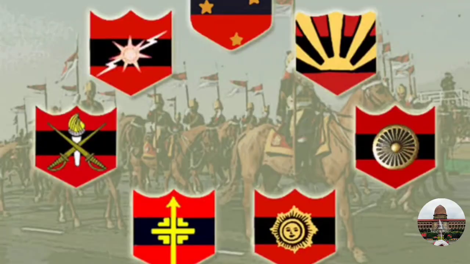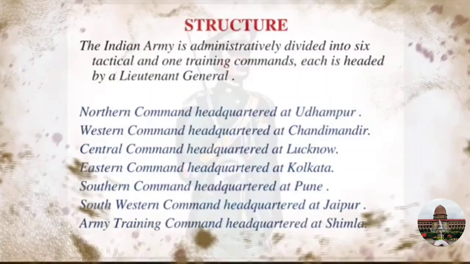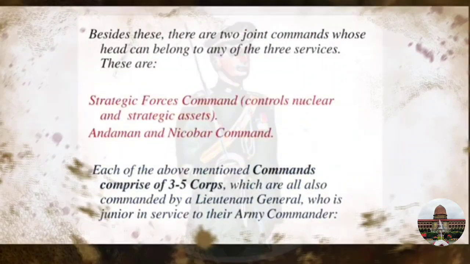The first is the Northern Command, which is at Udhampur, then the Western Command at Chandimandir, Central Command at Lucknow, Eastern Command at Kolkata, Southern Command at Pune, South Western Command at Jaipur, and finally the Training Command is at Shimla. And along with it, there are 2 joint commands, also known as Tri-Service Commands, which are commanded by the CDS. These commands are Strategic Forces Command and Andaman and Nicobar Command.